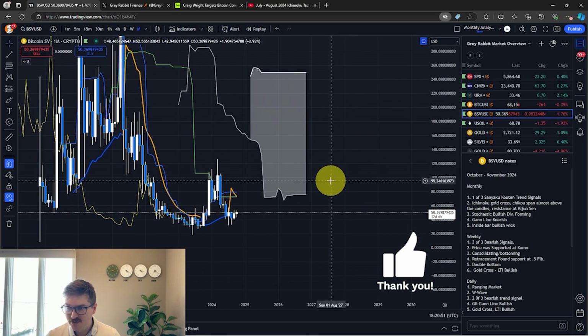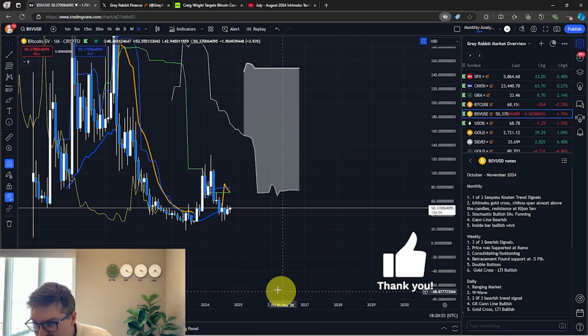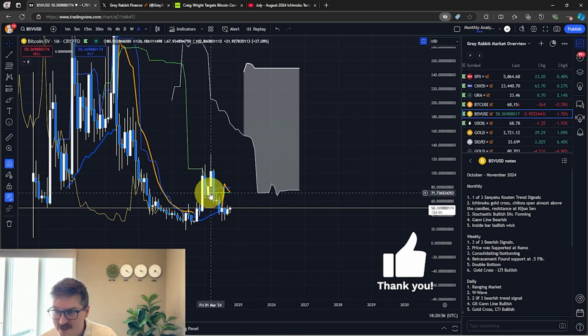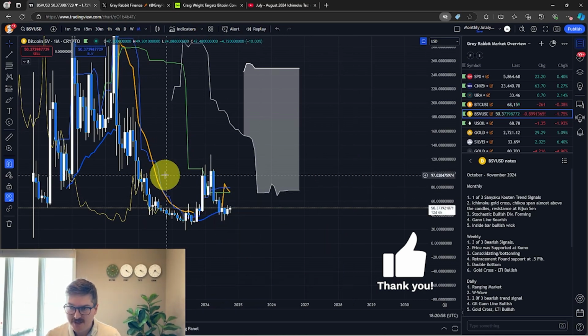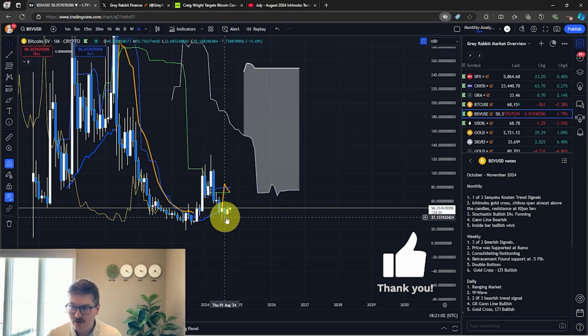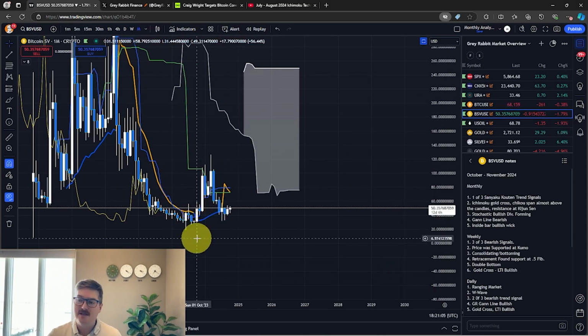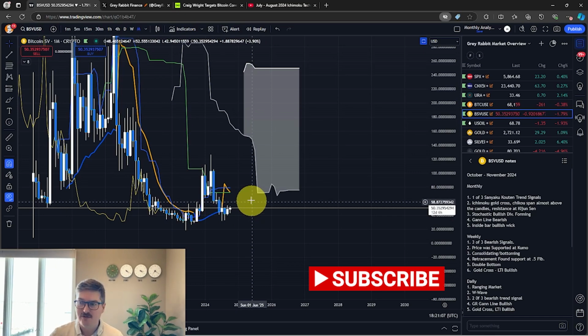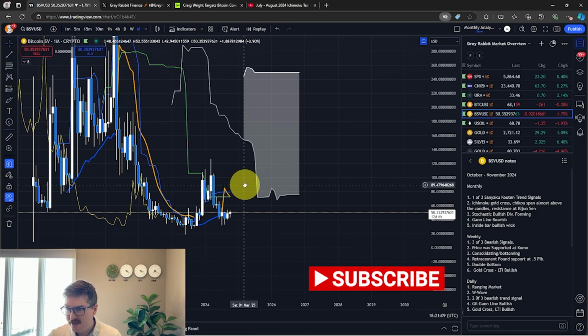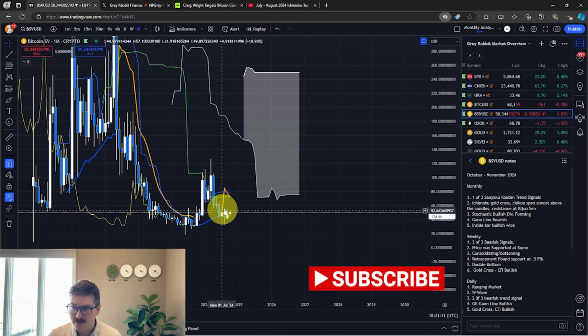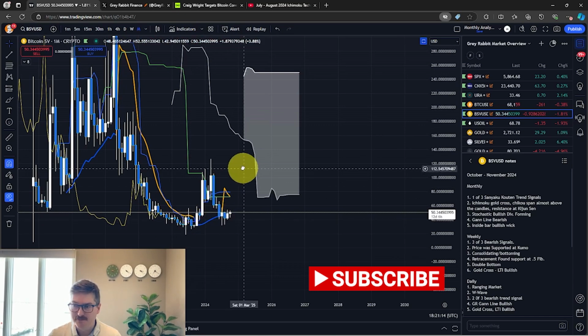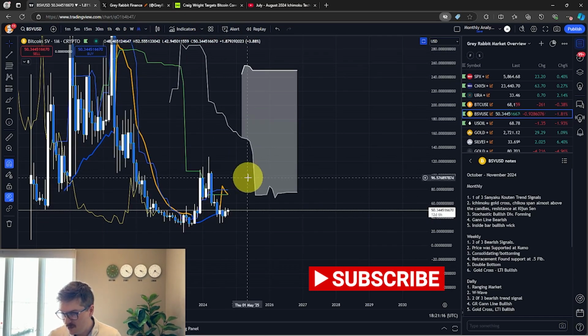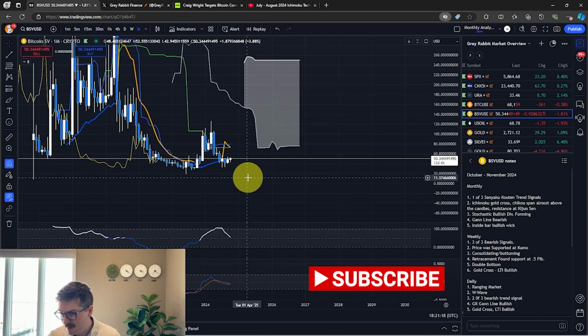Let's see, in terms of Ichimoku, we have a gold cross here, and we have the Chikou span about to come above the candles, and we have a higher low here. So this is showing me that we have some bullish divergence happening, and this could be the bottom of this market.